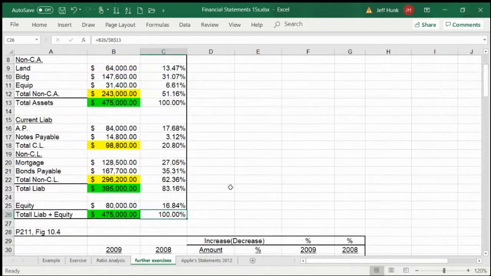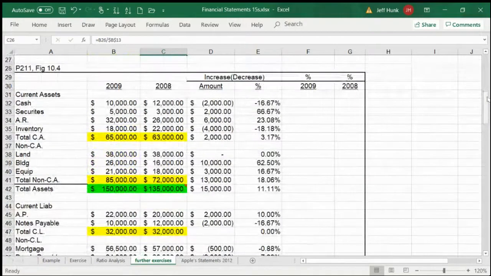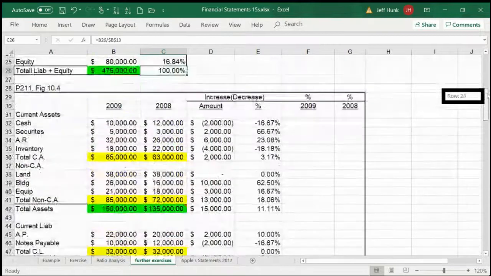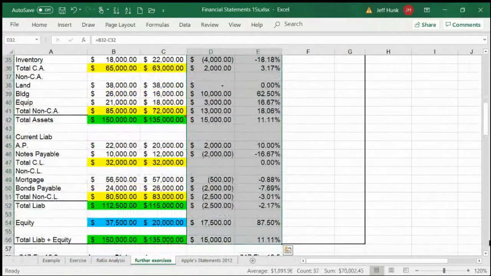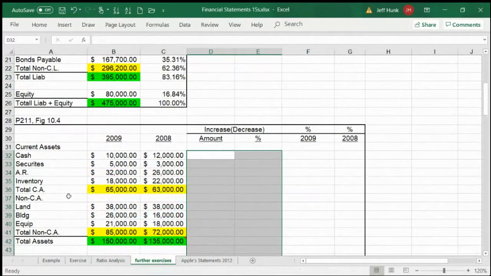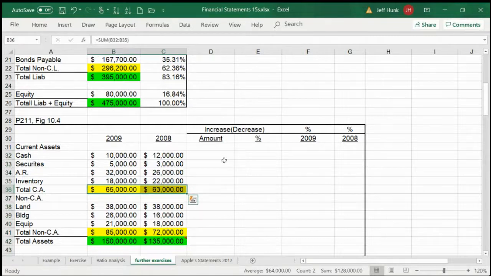So by common size statement, you can tell a lot of things about this company. This is called common size statement or vertical analysis. Now, let's go down to the next example. Next example, I want you to clear out, I want you to delete everything in columns D and E, and also delete all the highlighted cells.